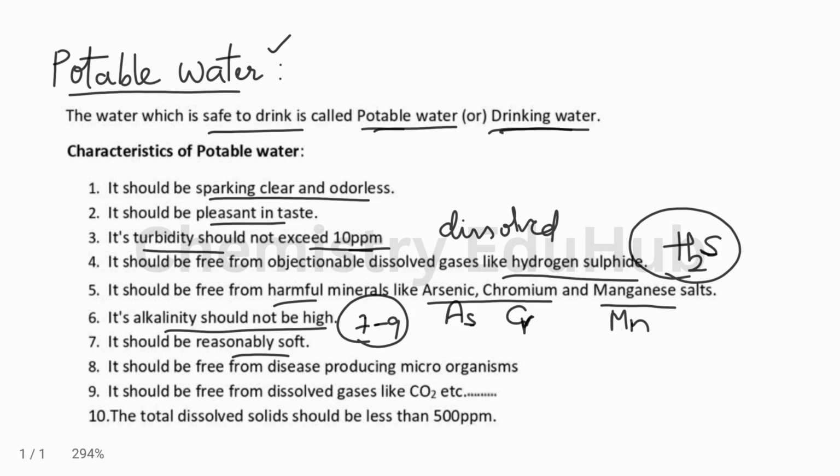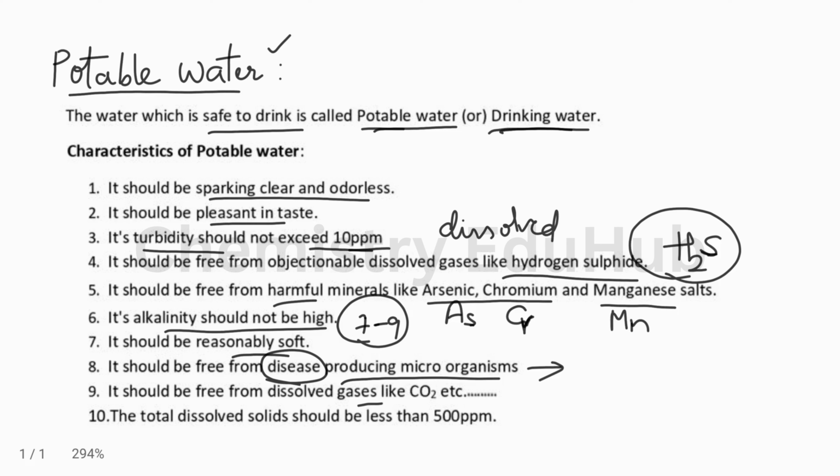It should be reasonably soft. Extremely soft water also you cannot drink. It should have certain dissolved salts and minerals in it, and that will be the characteristic of our potable water. And it should be free from any disease-causing microorganisms. So generally through water a lot of diseases are transferred from one person to the other. So water is the main source of diseases. So the water that we drink should be very clean and free from all microorganisms.